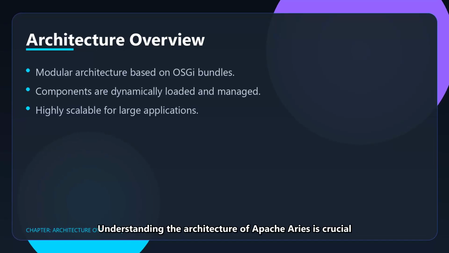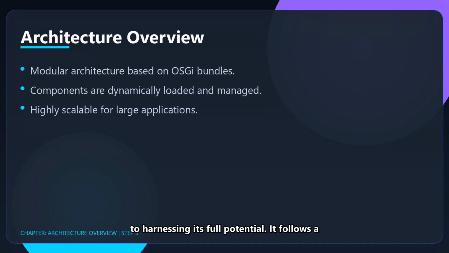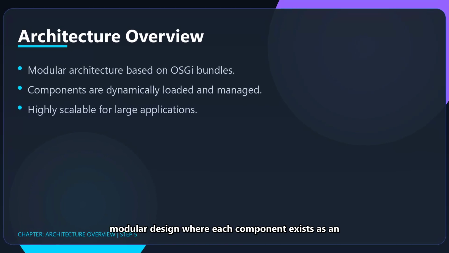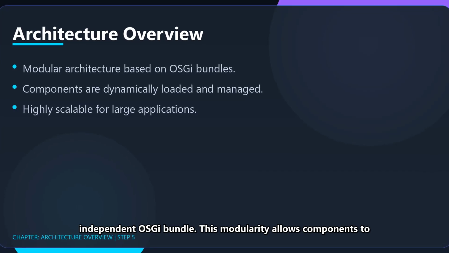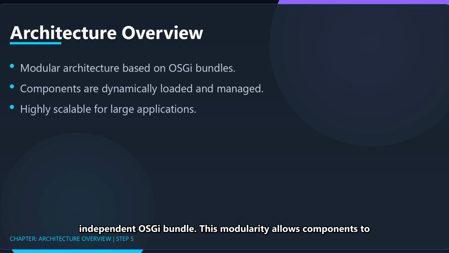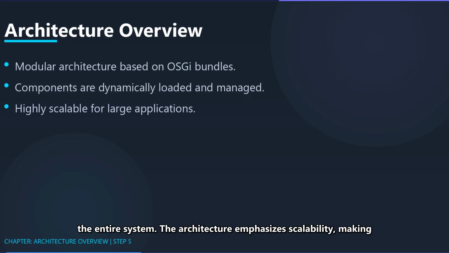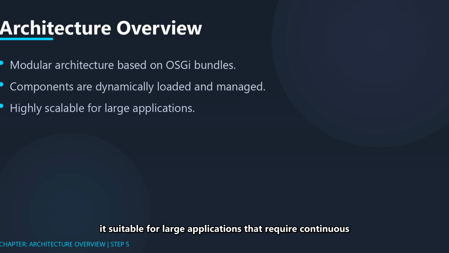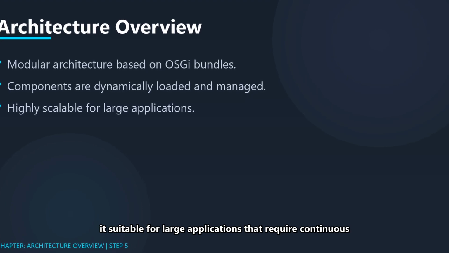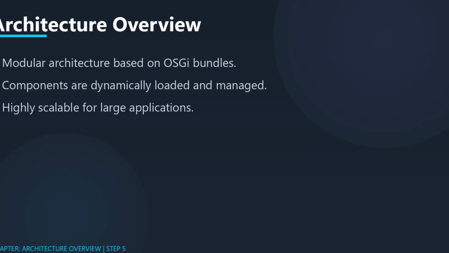Understanding the architecture of Apache Aries is crucial to harnessing its full potential. It follows a modular design where each component exists as an independent OSGi bundle. This modularity allows components to be dynamically loaded, updated, or removed without disrupting the entire system. The architecture emphasizes scalability, making it suitable for large applications that require continuous adaptation and growth.